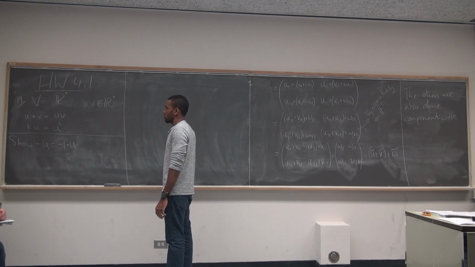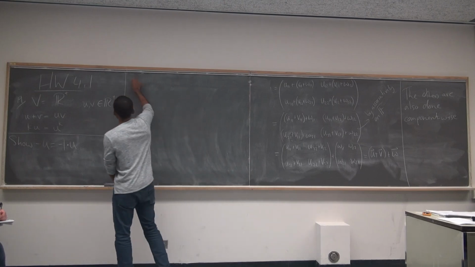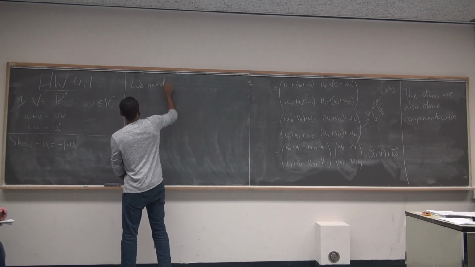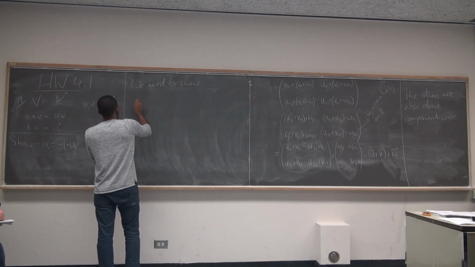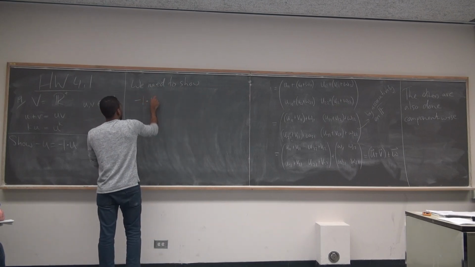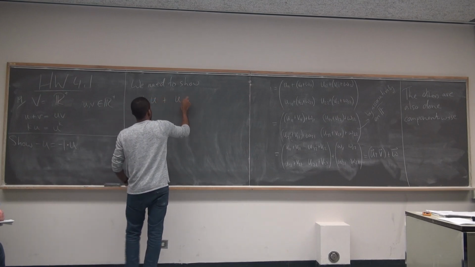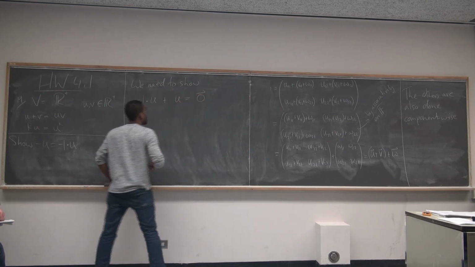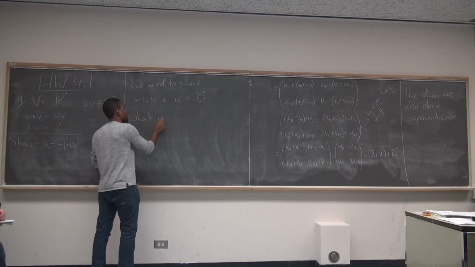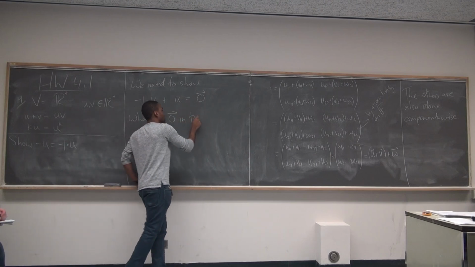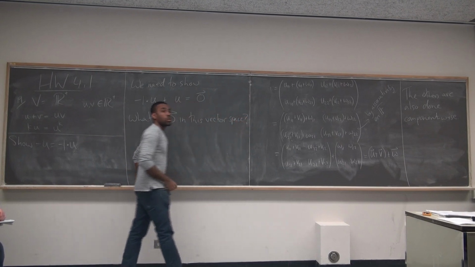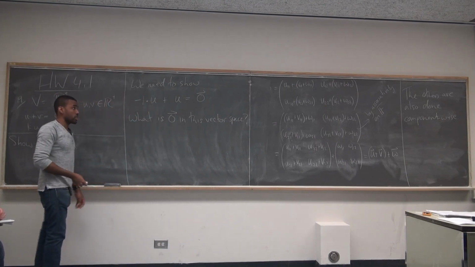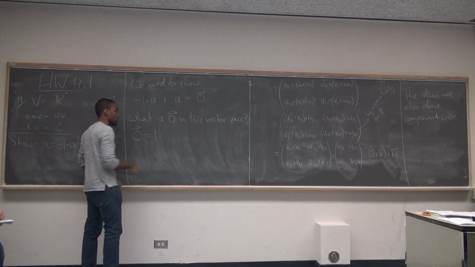U plus negative U is 0. First of all, we need to show that minus 1 times U plus U is equal to the 0 vector. What is 0 here? The 0 vector is 1 here. 0 is equal to 1 in this vector space.